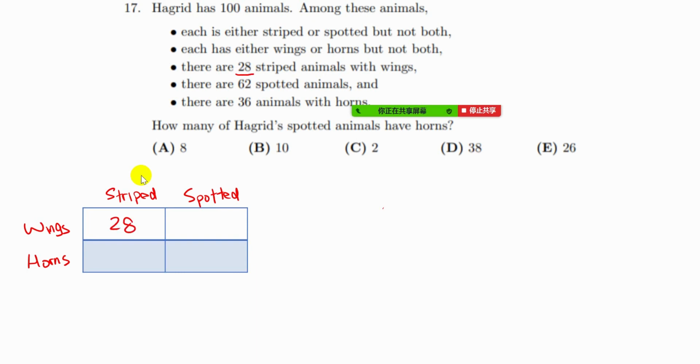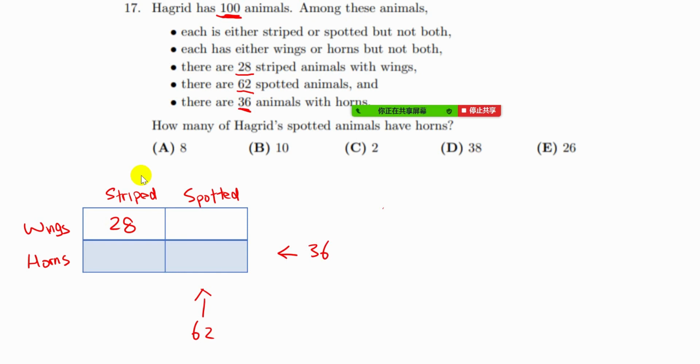So we know that there are 62 spotted animals. So for the column of spotted, there are 62 in total. And then there are 36 animals with horns. So for the line of horns, there are 36 in total. And then we also know that there are 100 animals in total. So we can figure out the rest of the places in the chart.